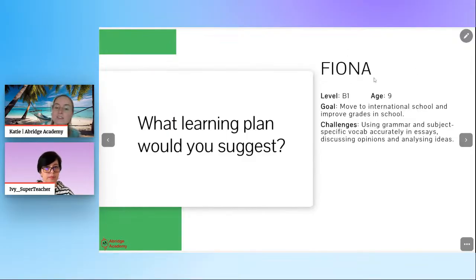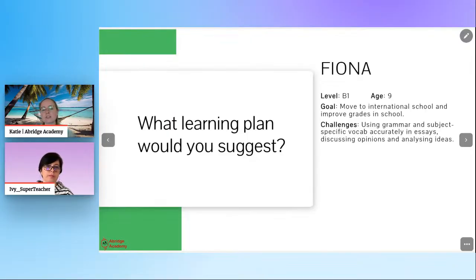So the first student I've got here, this is one of my students, Fiona. She is around level B1, upper B1, I would say, of English. And I say moving to international school, she's actually now already moved. But when I first started teaching her, she was looking to move to an international school at age 9, and then improving her grades within school.